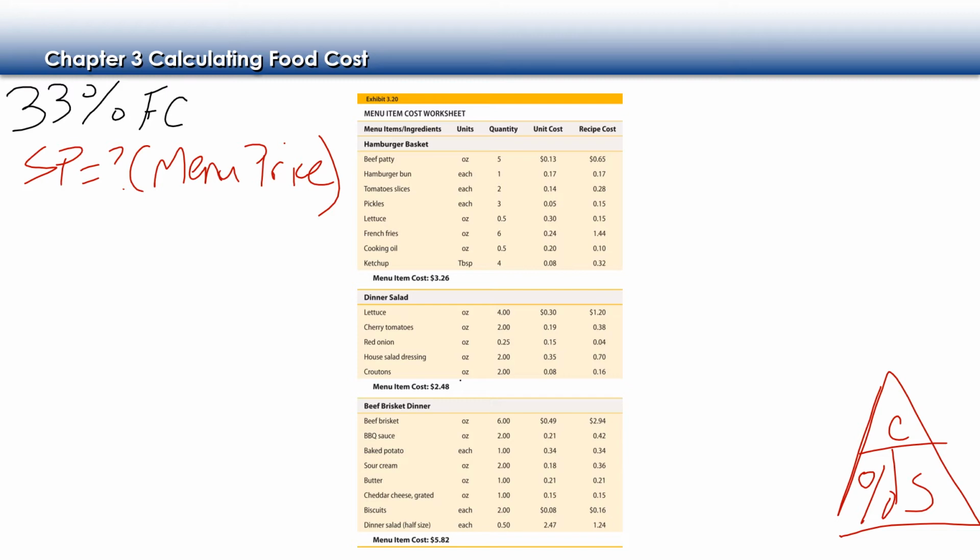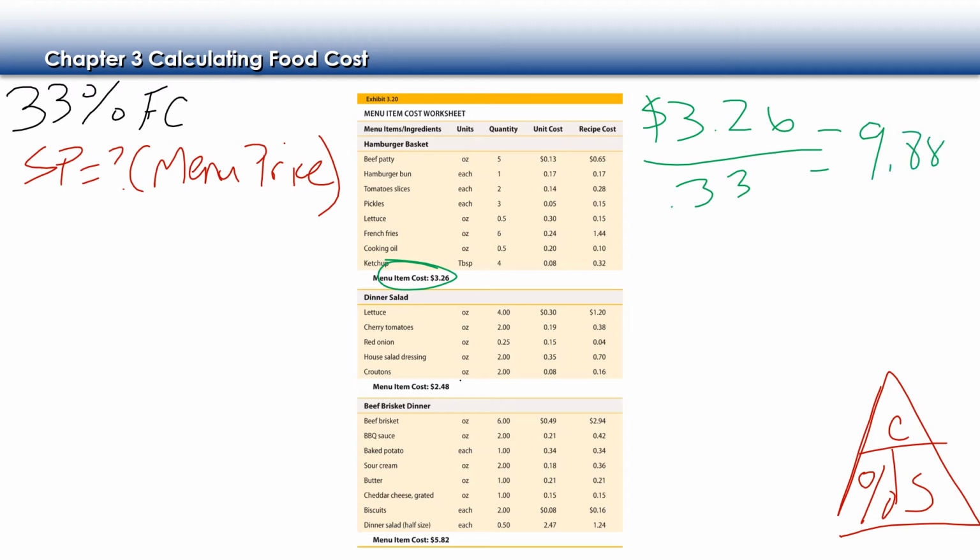Let's do our hamburger basket first. So our cost is $3.26. And we're going to divide that by our food cost percentage of 33%. What is 3.26 divided by 0.33? 3.26 divided by 0.33 is about 9.8787. So $9.88 is what we should sell this item for.